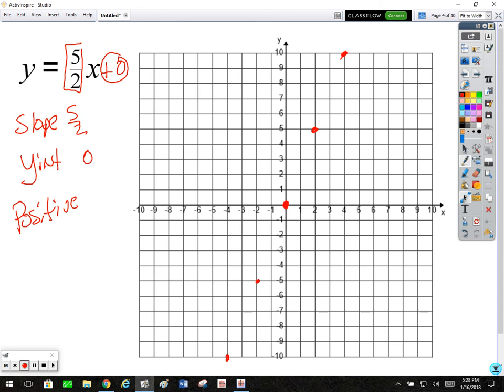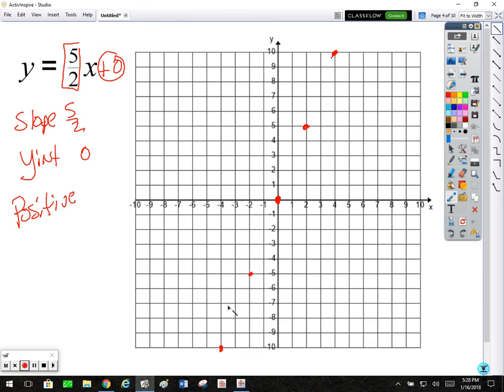All right, so again, we can draw another line and connect our dots, and we have our straight line again. So this is the graph of 5 over 2x, and since it's a positive slope, I can check: the line is going uphill. The graph is rising from left to right.